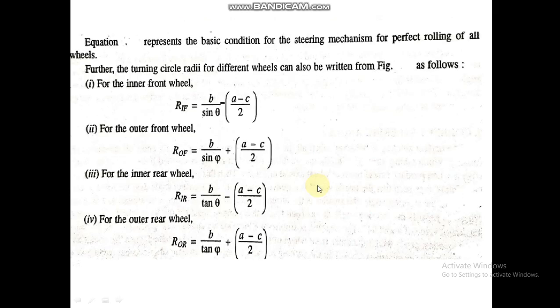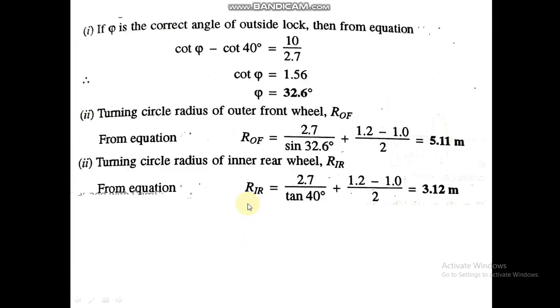Similarly, the turning circle radius for the inner rear wheel, that is RIR. How will you calculate? See the relation: B by tan theta minus A minus C by 2. Just put the formula, that is B is 2.7, theta is 40, A minus C by 2, and you will get the answer.